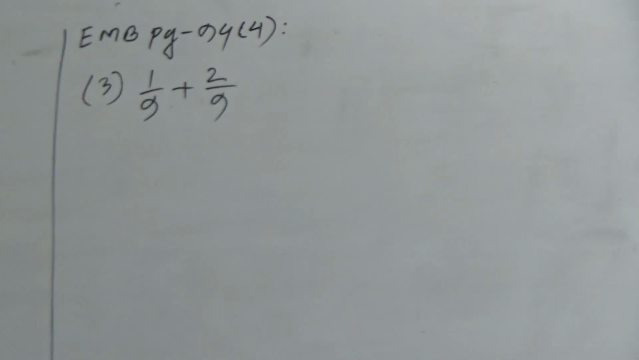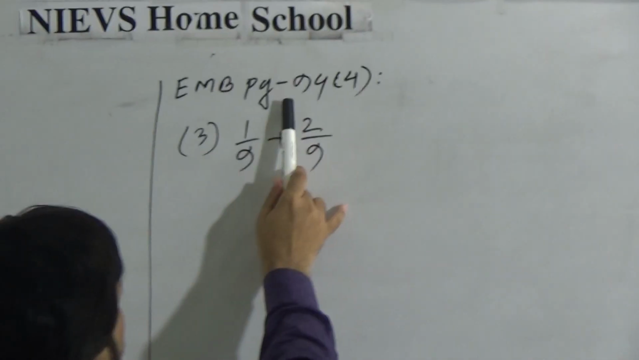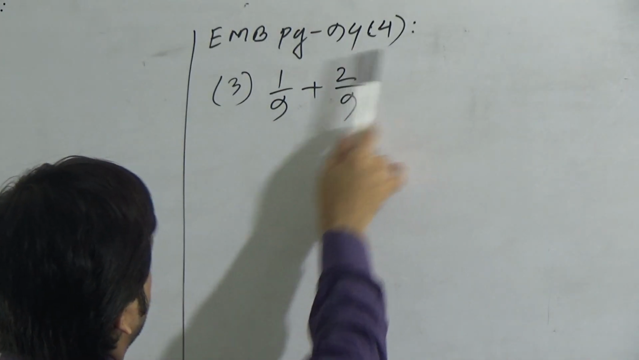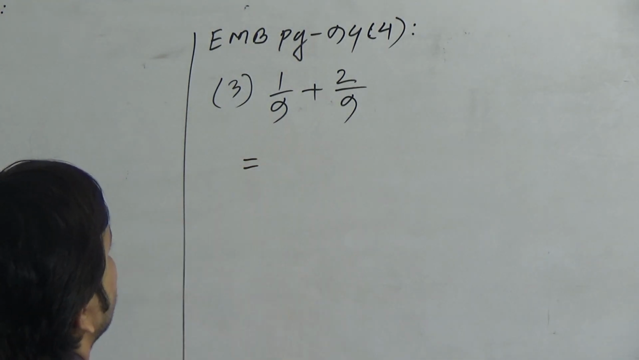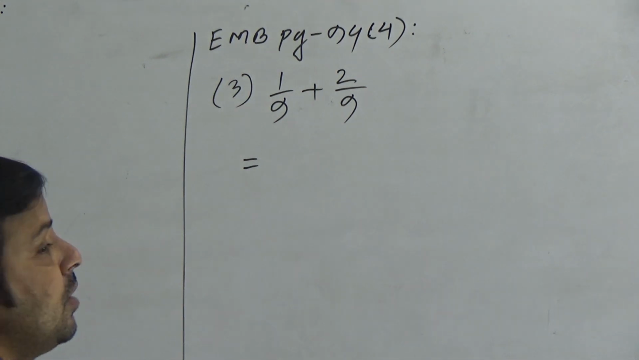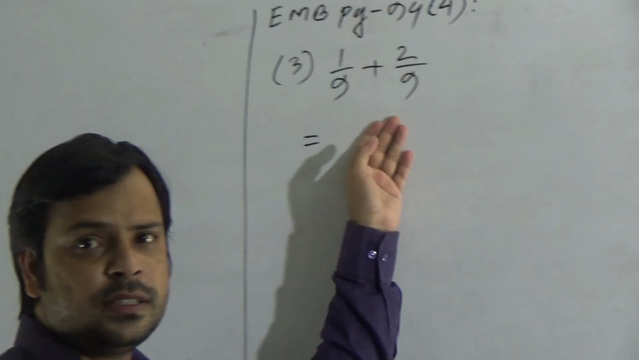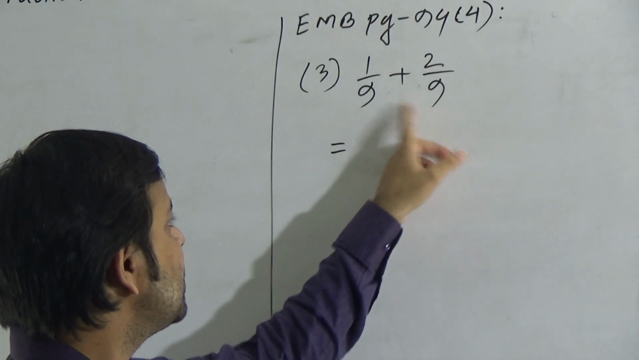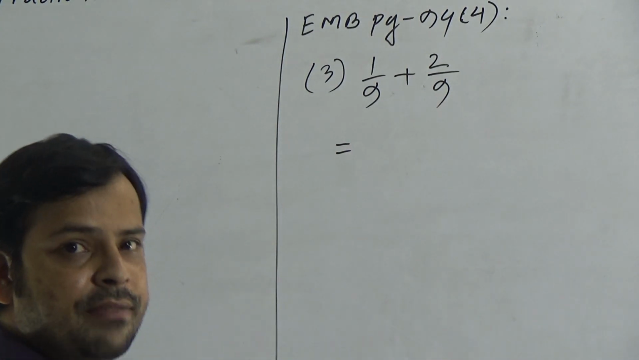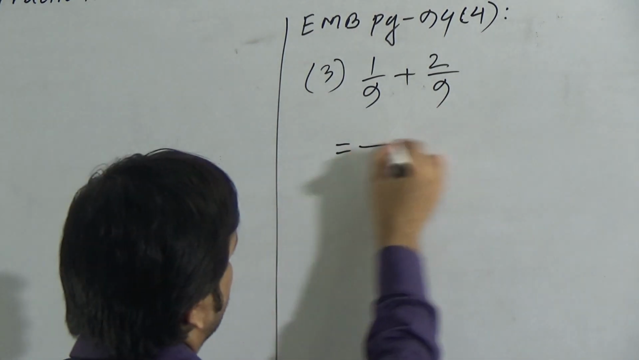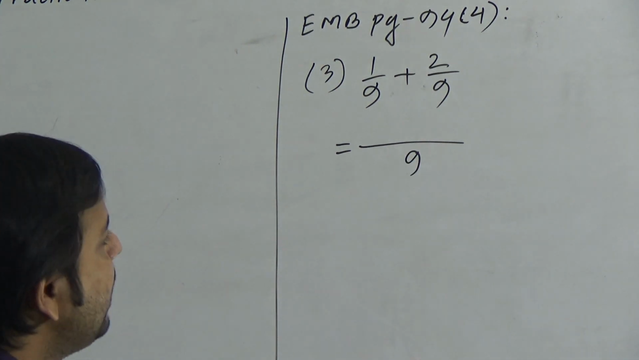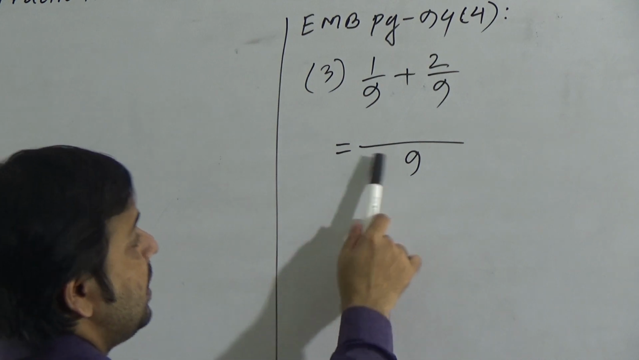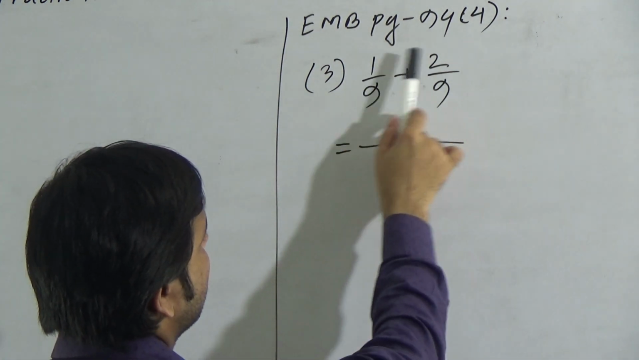Now go to the next question. Next question I have written from EMB page 94, activity 4, question 3. Dear students, this is also addition of fractions. Two fractions are given here. Notice that the denominators of these two fractions are also same. So we have to write only one denominator. Then as the denominators are same, we just have to add the numerators.